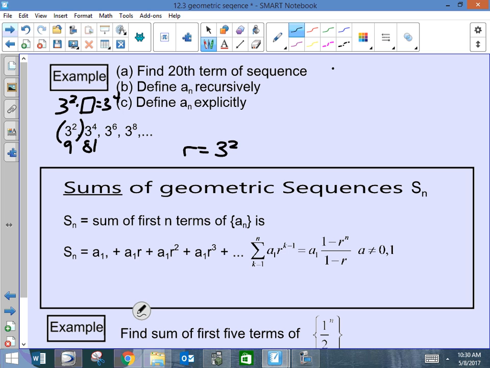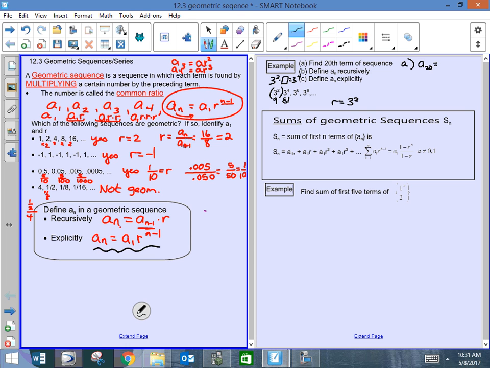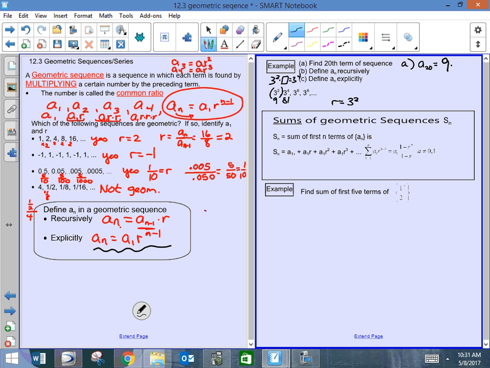All right, so part A of that sequence. How would we find the 20th term, as in A sub 20? All right. Let's see. Amanda. You're using this formula right here. 9 times 9 to the 20, 19. Okay.